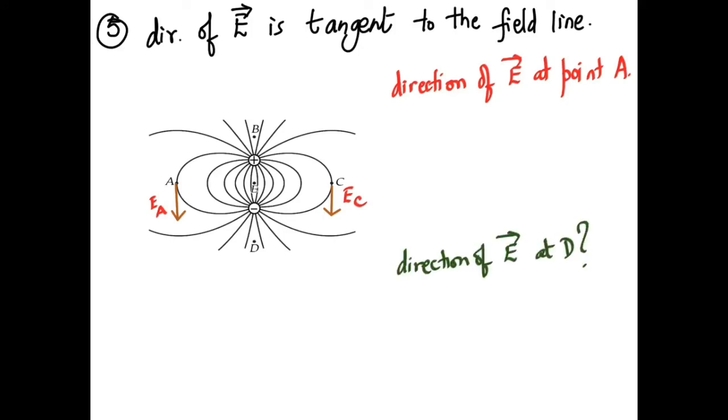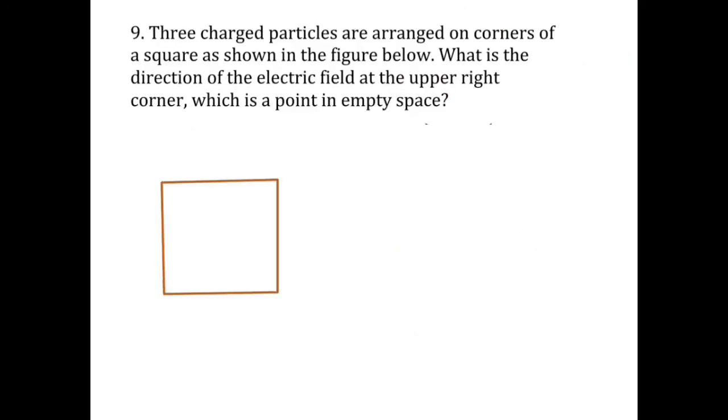So direction of E at D. Let's see, we want to find the direction of electric field at D. There is no field line shown there, so we have to first draw the field line. And then we are going to draw a tangent at point D. And we can see that the tangent will be pointing downwards. Okay, that's it.